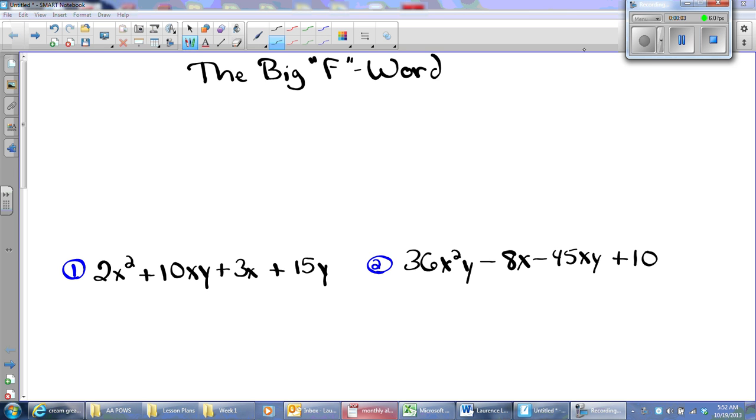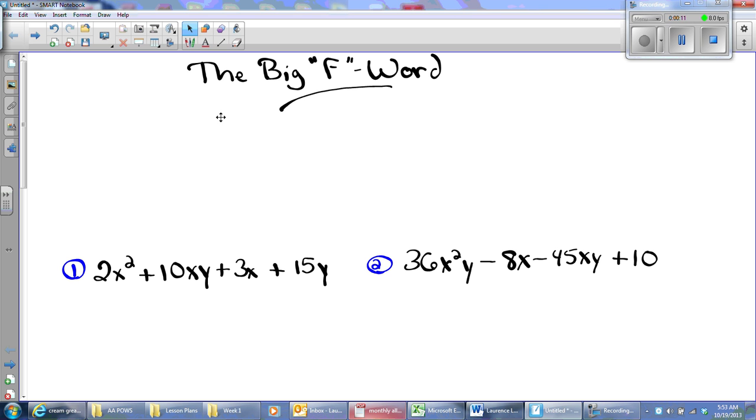Algebras, it's Mr. Lawrence here, and we're going to continue our exploration of the big F word. Remember, the big F word is, whoa, wait a minute, what's going on there? That's not supposed to happen. I feel a sneeze coming on. Chew! It's factoring. Yes, the big F word is factoring.